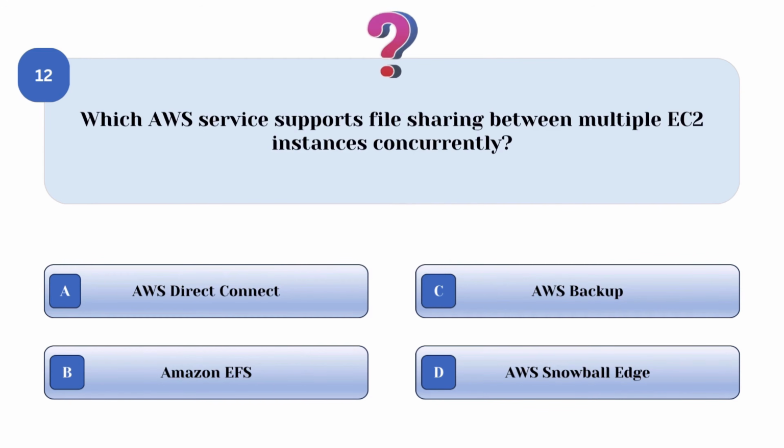Correct answer: Amazon EFS. Explanation: Amazon EFS is a scalable file storage system that can be mounted on multiple EC2 instances simultaneously. Why others are incorrect? Direct Connect: network service, not storage. Backup manages backups, doesn't provide file system access. Snowball Edge: physical data transfer device.